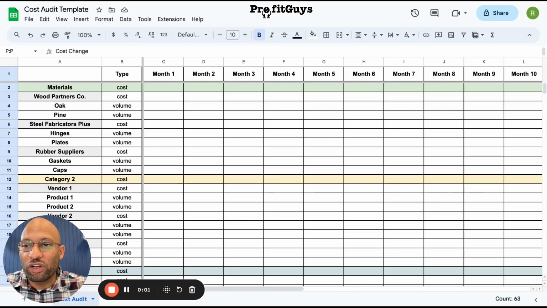Okay, let's get to work. So this is the same cost audit template, or very similar to the one that we use when we do this work for our clients. So got it all laid out for you. It's very simple, and as it should be.